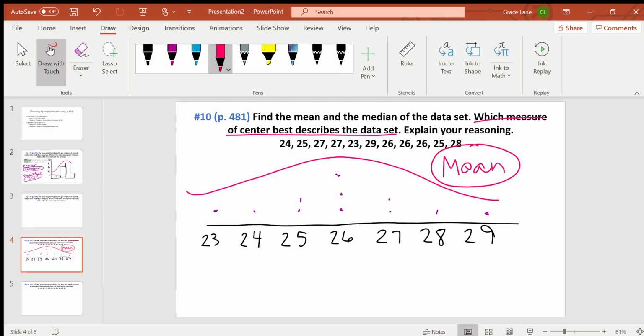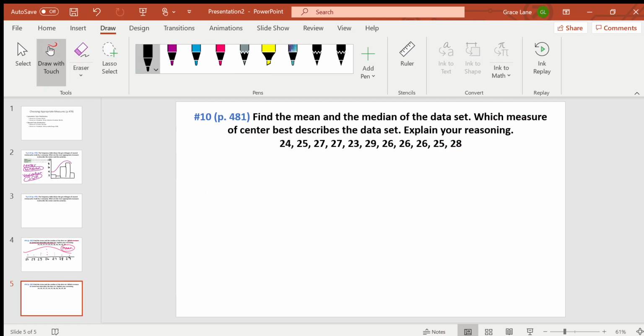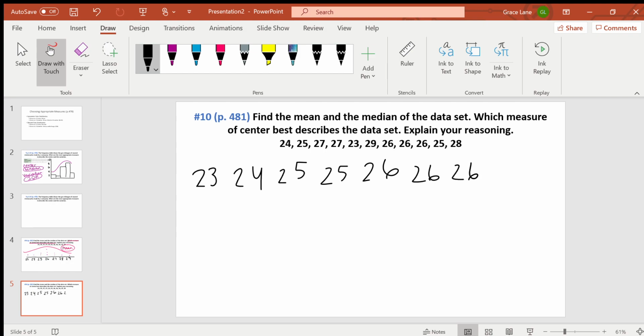The other thing it asks you to do is find the mean and the median of the data set. To find the mean and the median, I would first put everything in order. So if you put your numbers in order from least to greatest, 26, 27, 28, 29. We're looking for the mean and the median.